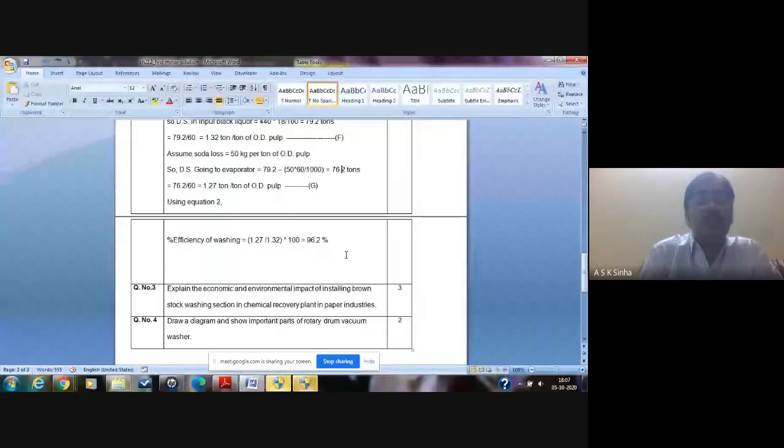So in this way, we have covered a lot of the parameters, especially related to the washing process of the unbleached pulp or brown stock, which is coming from the digester. Okay, thank you.